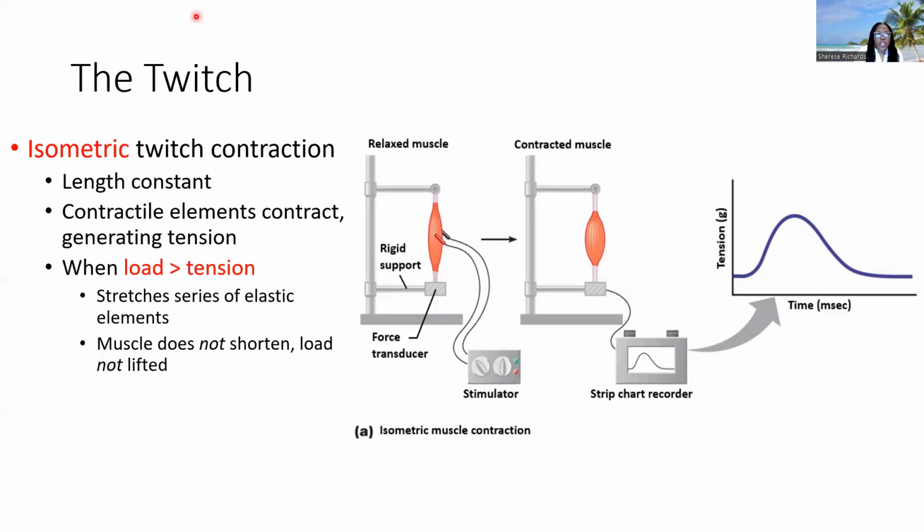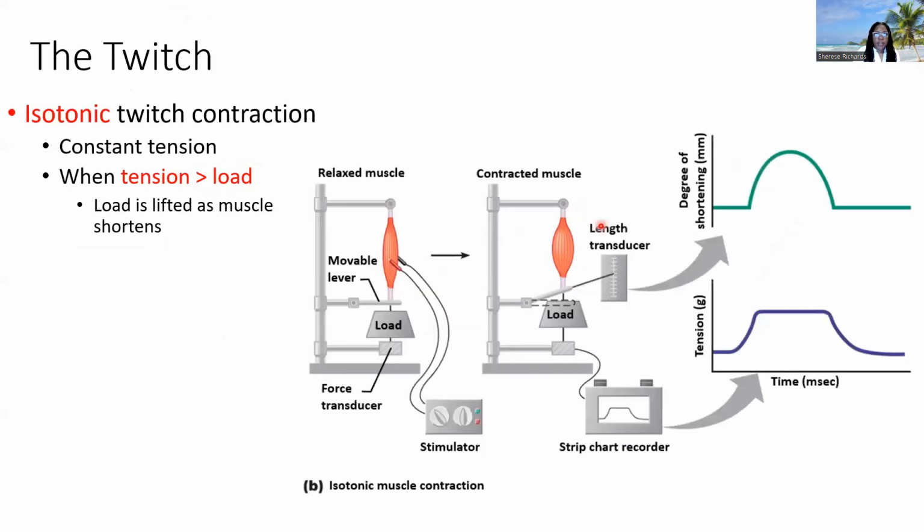So for isometric contractions, the load is greater than the tension, so the load cannot be overcome. Okay, the shortening here is a result of the tendons shortening, and not a result of the load being lifted or moved. In isotonic contractions, the load is overcome, right?